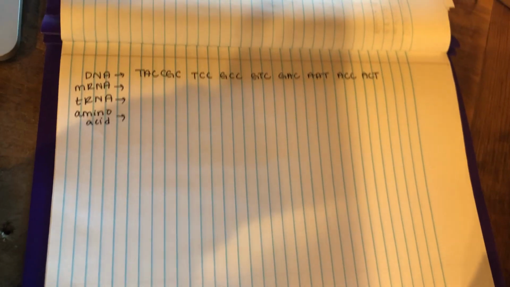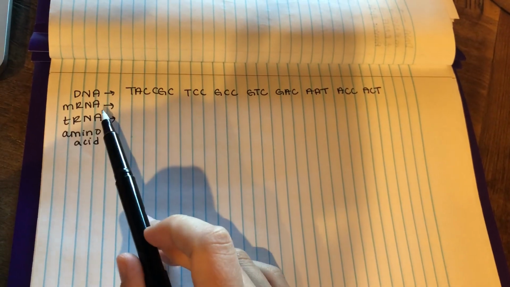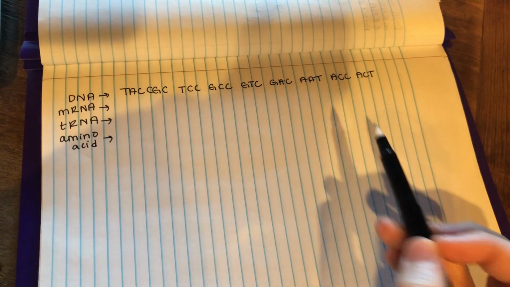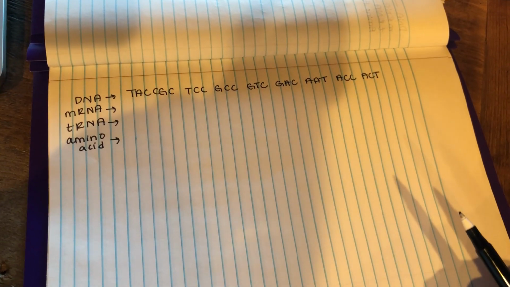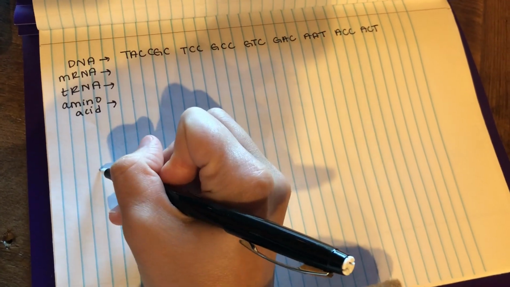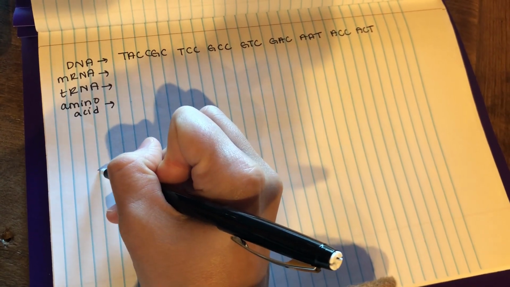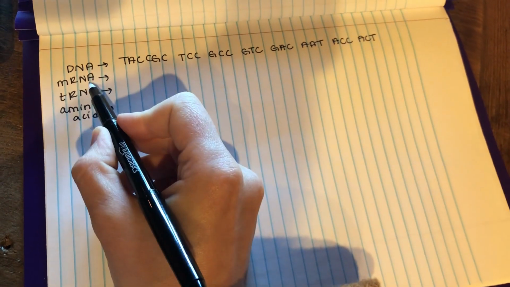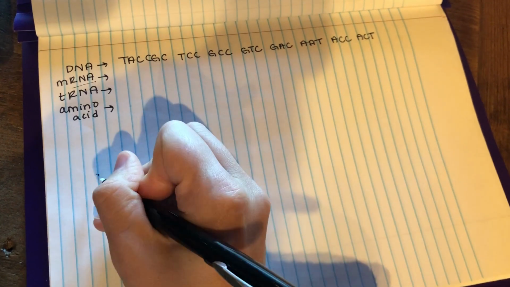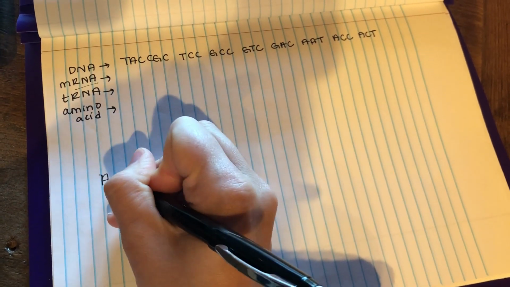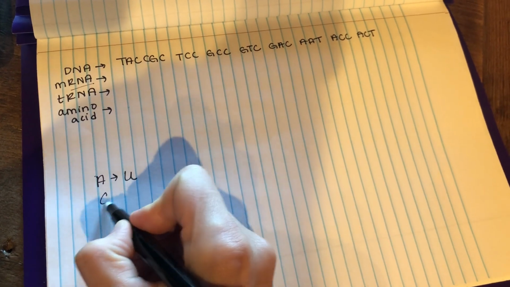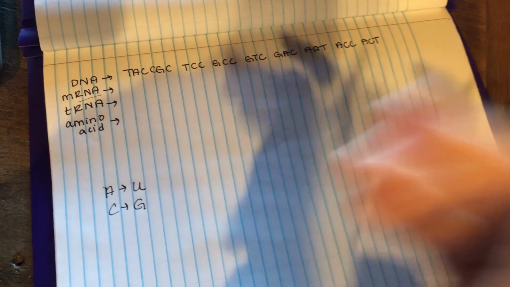So this video is to show you how to go from DNA to mRNA to tRNA to amino acid using the DNA sequence. The first thing you need to remember is that when you are going from DNA to mRNA, you are making an RNA sequence. So don't forget, with RNA, A pairs with U, and C pairs with G, just like normal, all right?